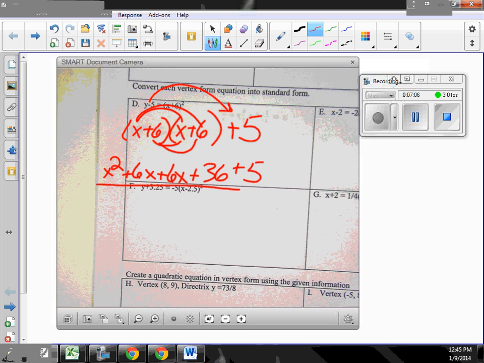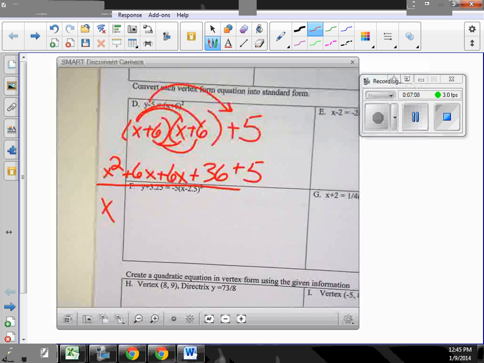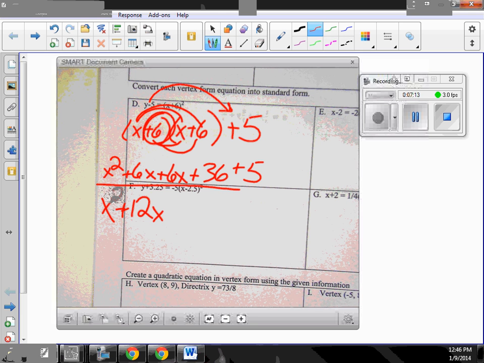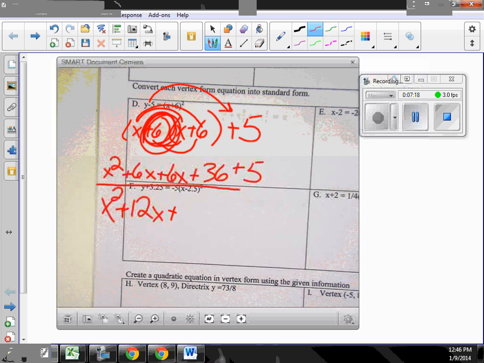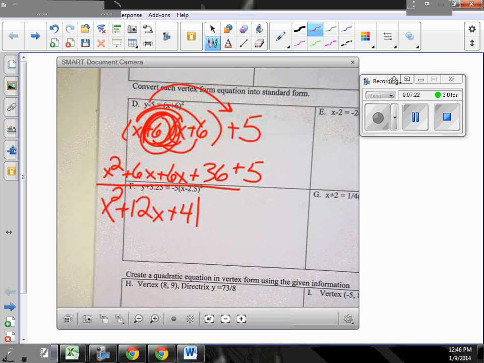So it's really just x squared plus twice the 6, which is 12x, plus this squared, which is 36, add the 5, is 41. Is that pattern going to be true every time we do one of these? Yes, because they're all squared. They're all binomials. What's that? Yeah, that's the equation. Y equals. What's that?